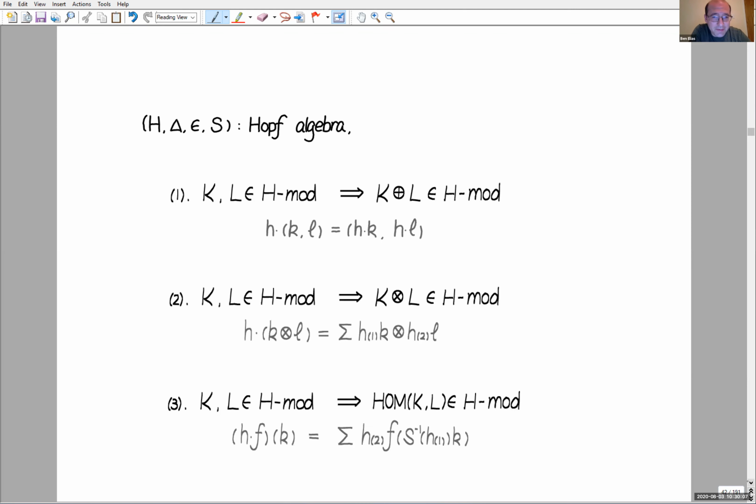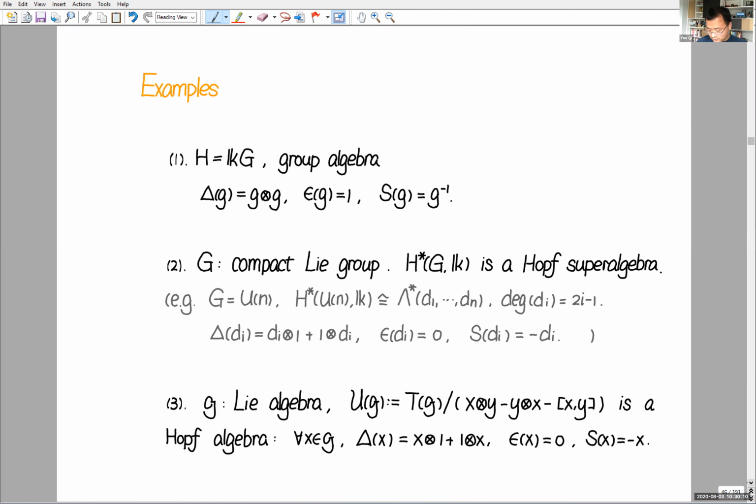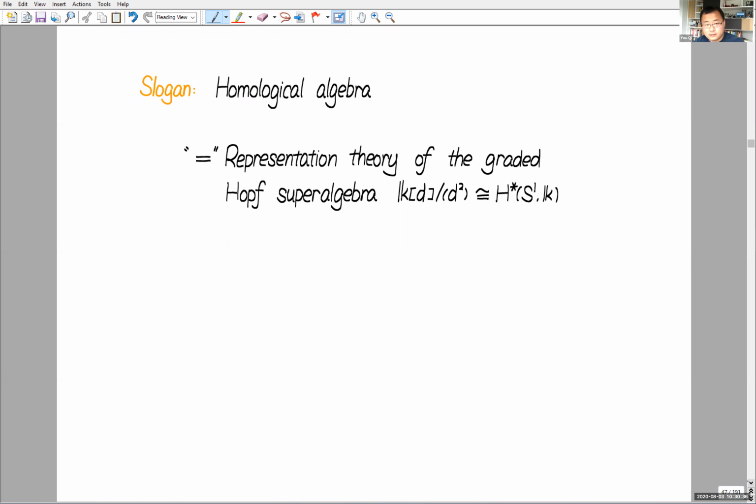Let's continue. After observing these examples, let's go back to homological algebra and revisit it in terms of the representation theory of Hopf algebras. In particular, we're going to use the compact group example, G equals U1 in this case, which is a circle, and think about homological algebra as the representation theory of the graded Hopf superalgebra K[D]/D squared. I think the notion of Hopf superalgebra is a misnomer, so we should always think about Hopf superalgebras as Hopf algebras, because they were really the first Hopf algebras beyond group algebras discovered by Hopf.